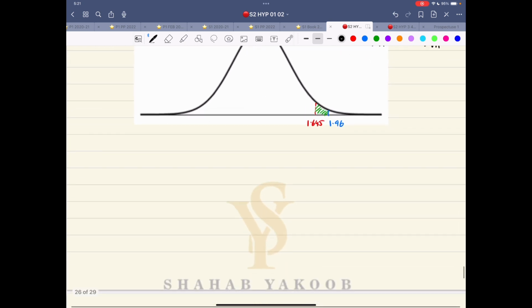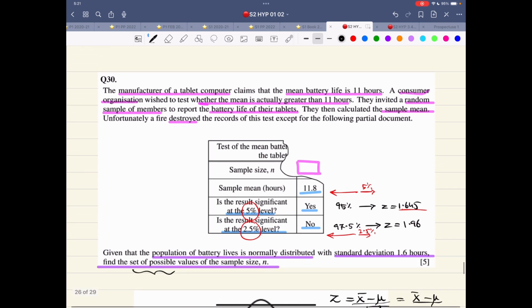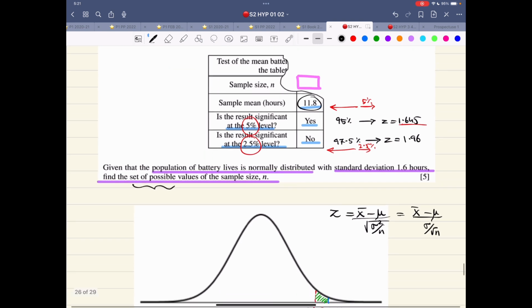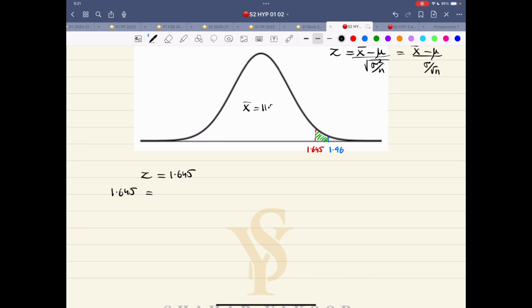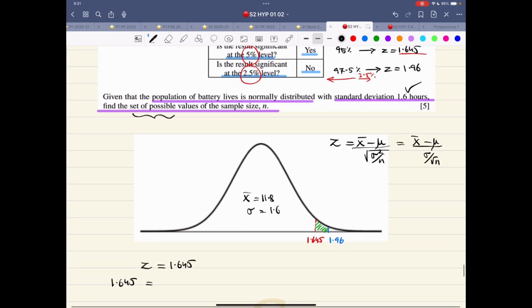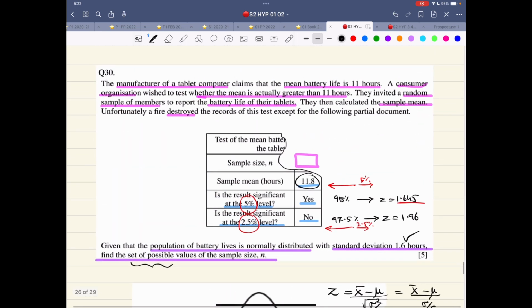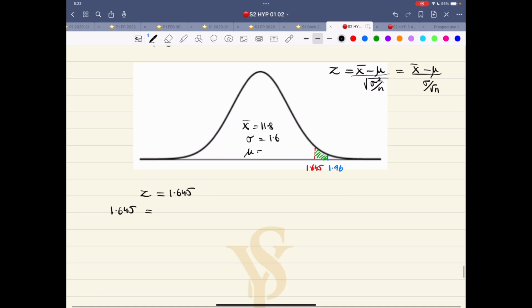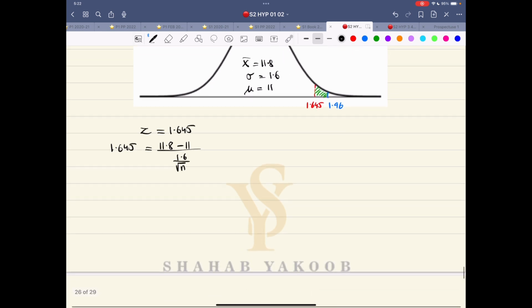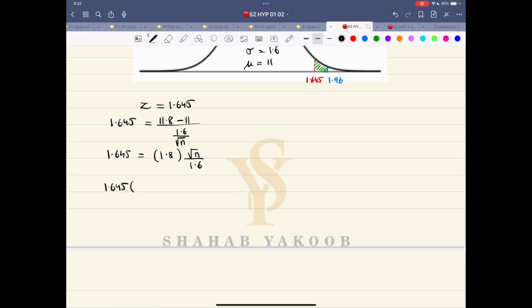And let me plug in different values of z. If z is 1.645, so I'll write 1.645 equals x bar minus mu. Where is x bar? That is right over here, which is 11.8. And how much is sigma? That's right over here, which is 1.6. I think that's pretty much about it. And definitely this is mu, which is 11. So 11.8 minus 11 divided by sigma over root n. So this is 1.645, this is 1.8, and after flipping, this is root n over 1.6. So therefore 1.645 times 1.6 divided by 1.8. This will give me the value of root n, and hence I can find n.